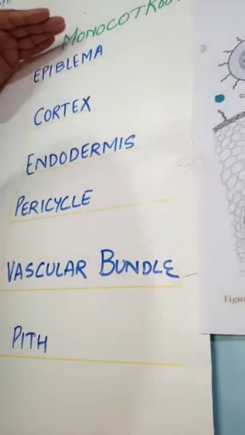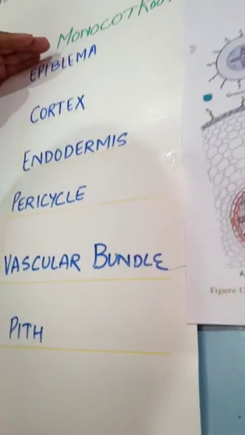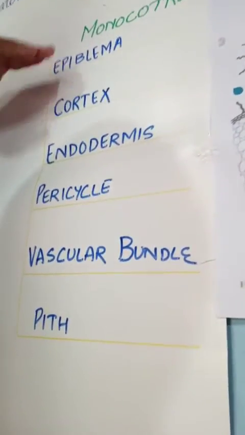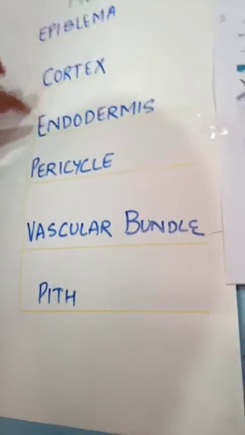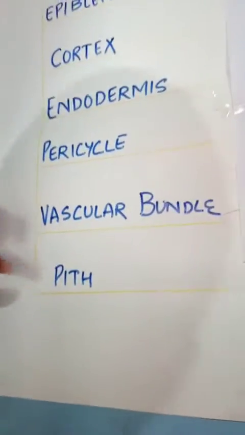This is the typical internal structure of the monocot root. If we talk about its anatomy, its histology, it can be discussed under various headings, that is epiblema, cortex, endodermis, pericycle, vascular bundle and the pith.